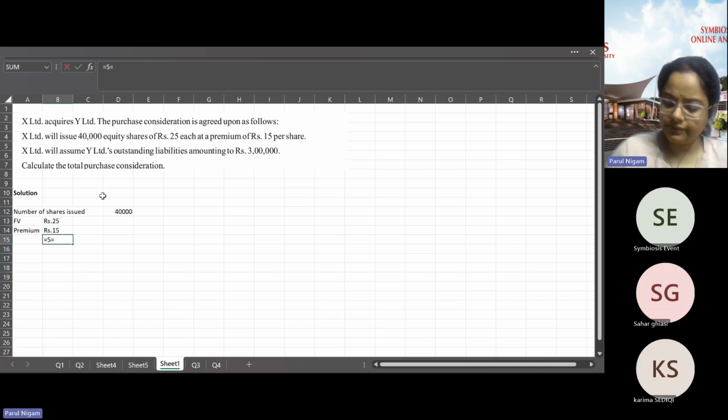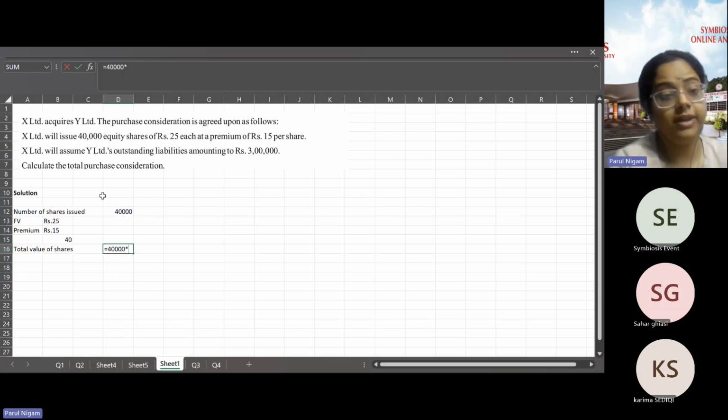Okay. The total price will be 25 plus 15, 40. Okay. So you are giving each share at what? 40 rupees. So total value of shares will become 40,000 into 40. 40,000 is the number of shares and each share is valued at 40 because 25 is the face value and there's a premium of 15 rupees.